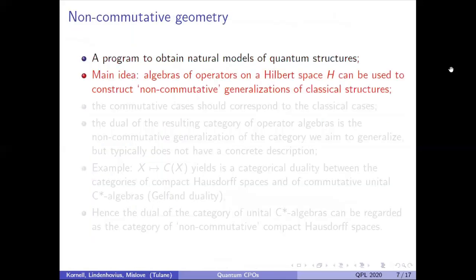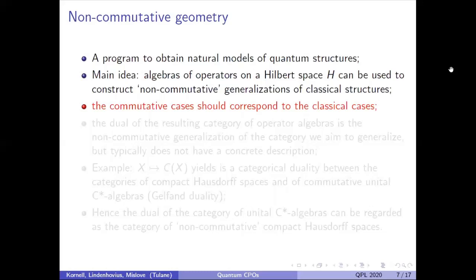Okay, what is non-commutative geometry? So it's basically a program to find natural models of quantum structures. And the main idea is that you start with algebras of operators on the Hilbert space, because they typically are used to describe quantum systems. And then we construct non-commutative generalizations of classical structures. Classical structures correspond in this framework to commutative algebras.